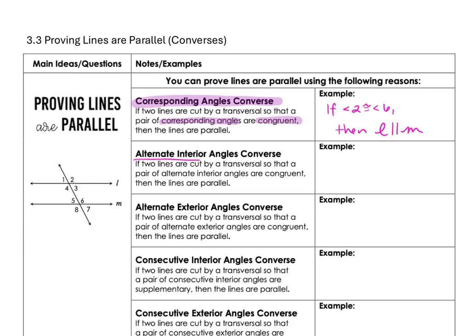Can you tell me a pair of alternate interior angles in this picture? 4 and 6. If I tell you that 4 and 6 are congruent, then what is true? The lines are parallel. If AIA end up congruent, so if angle 4 is congruent to angle 6, then L is parallel to M. Do you see how it's just the converse of what you already know? Before we were saying if the lines are parallel, then they're congruent, then they're supplementary. Just swap them. The then for this picture will always be L is parallel to M.